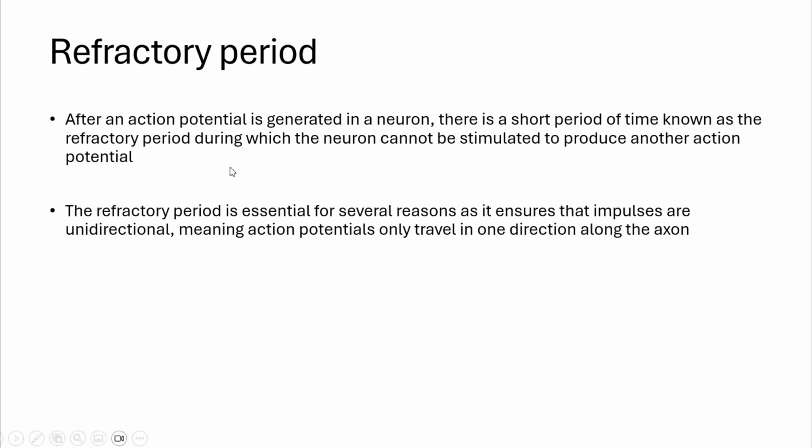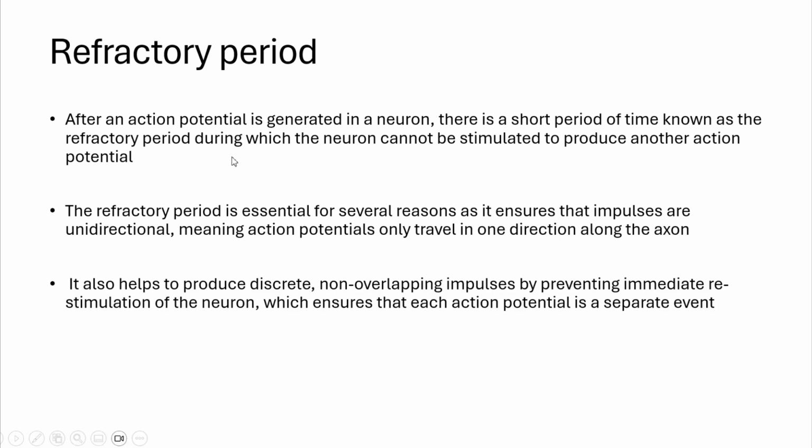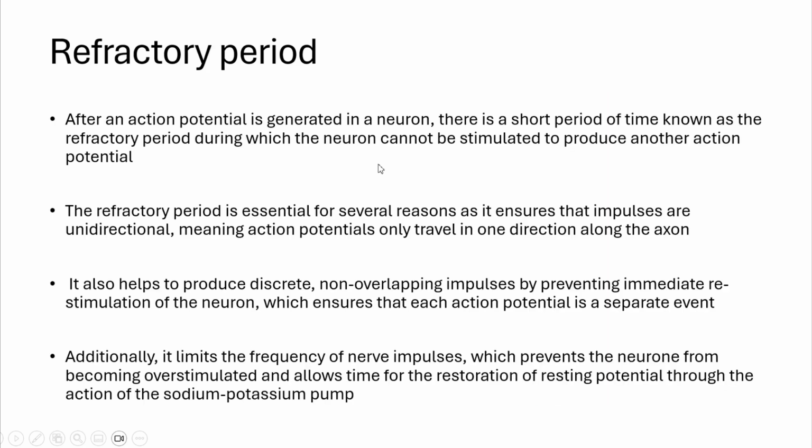The refractory period is essential for several reasons. It ensures that the impulses are unidirectional, so they're moving in one way. If you had multiple impulses going at the same time, they would start overlapping. It also helps to produce discrete, non-overlapping impulses by preventing immediate re-stimulation of the neuron, which ensures that each action potential is a separate event. Additionally, it limits the frequency of nerve impulses, which prevents the neuron from becoming overstimulated and allows time for restoration of resting potential through the action of the sodium-potassium pump.